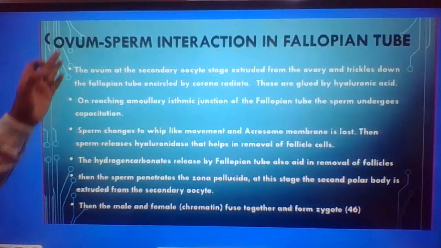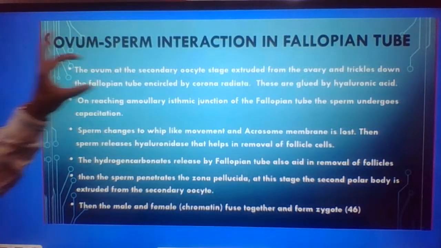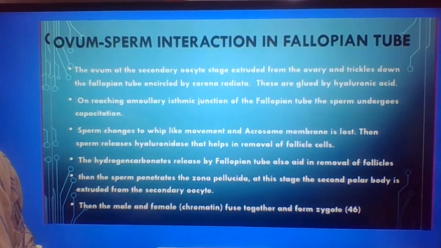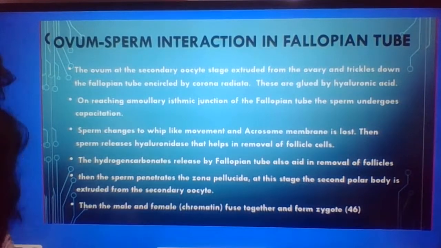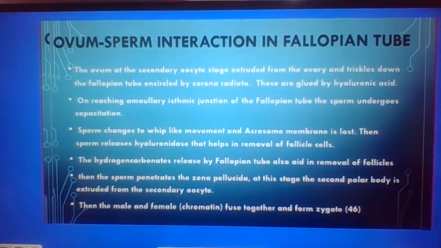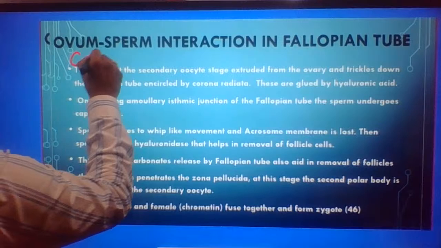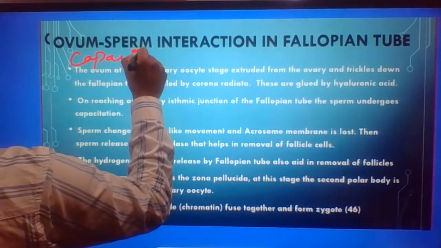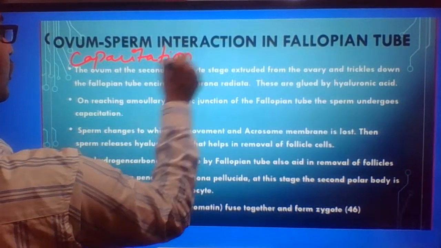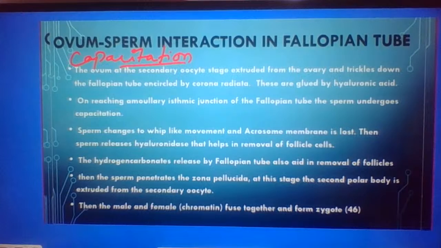Now, ovum sperm interaction in the fallopian tube. How the ovum and sperm are going to interact in the fallopian tube, that we are going to discuss in this particular part. Here the first process we discussed is capacitation. The capacitation that we discussed already. What is capacitation? The maturation will already have happened. So the first is capacitation, which has already occurred.